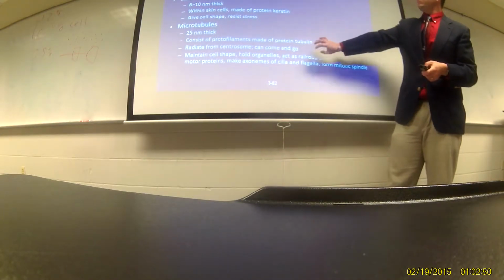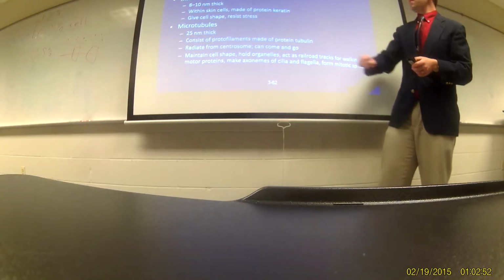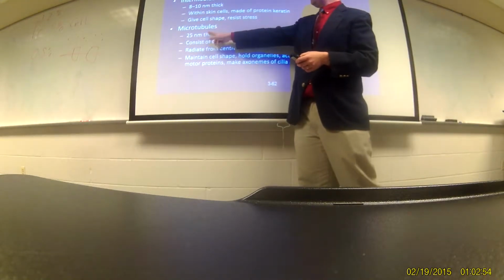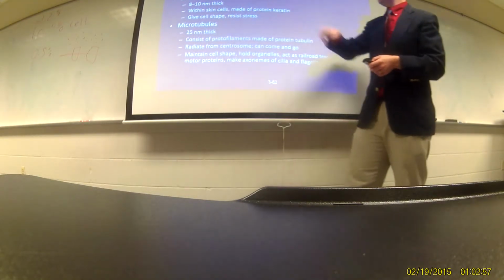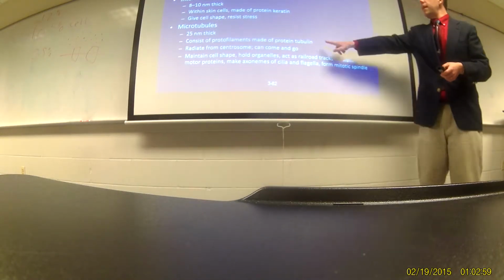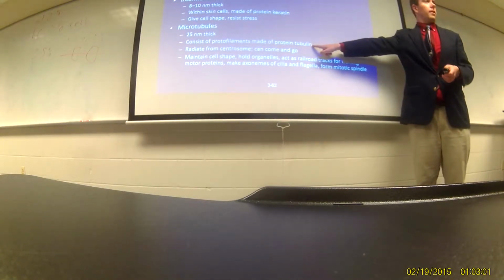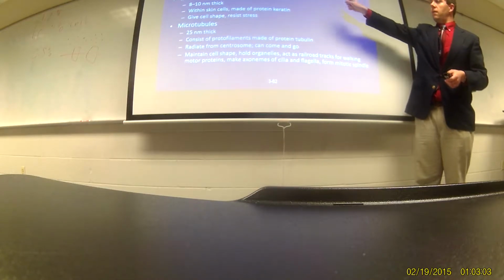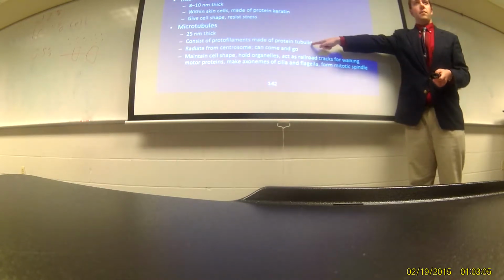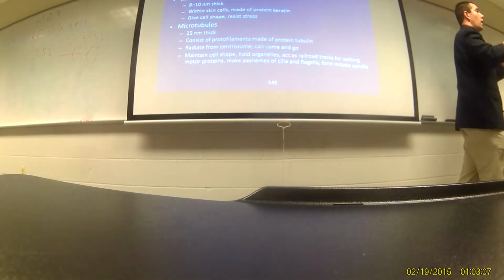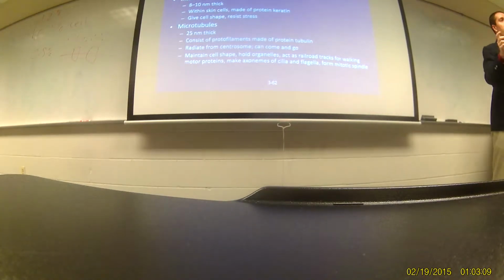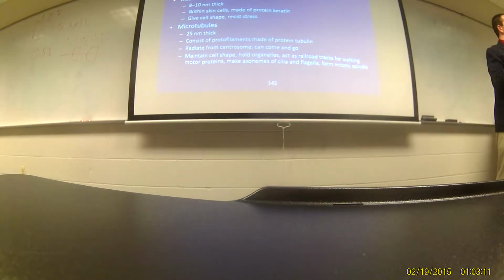Then the big ones are microtubules. These are 25 nanometers, and so much larger than the other two. These are made of a protein called tubulin. So we have actin, keratin, and tubulin. These are going to grow out from those centrosomes. The centrosome was that organelle made of two centrioles.